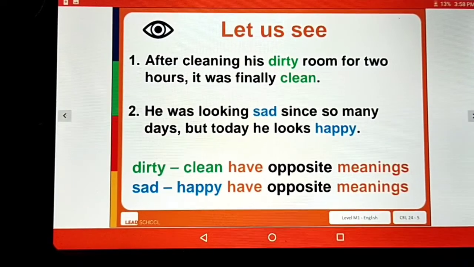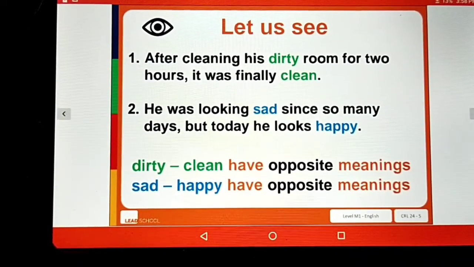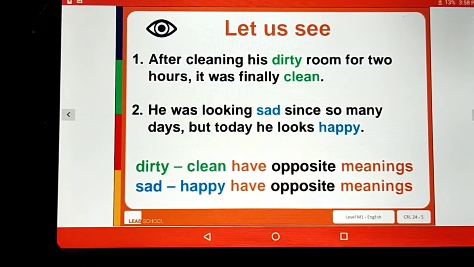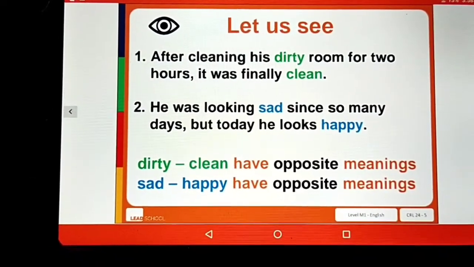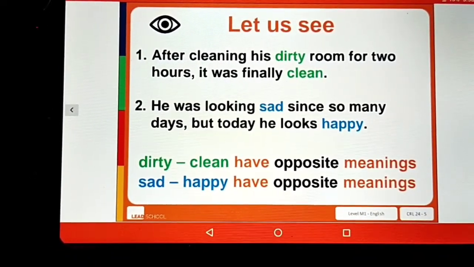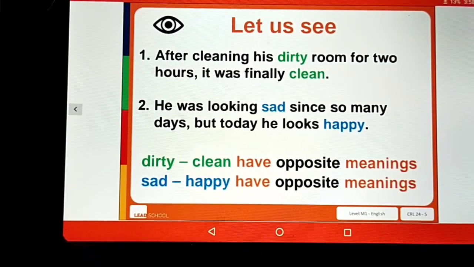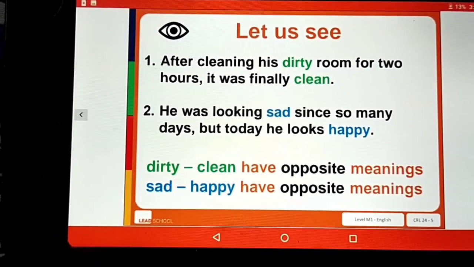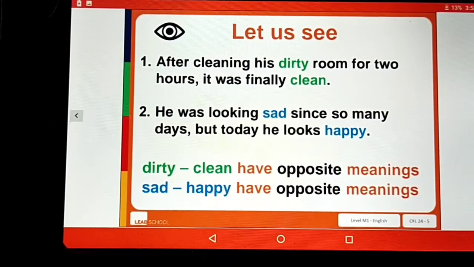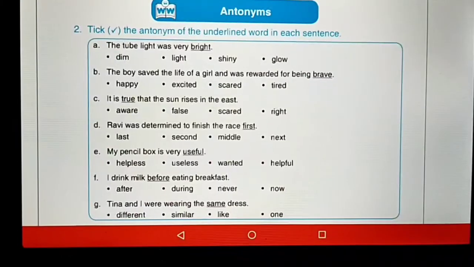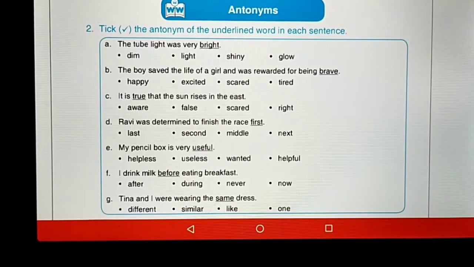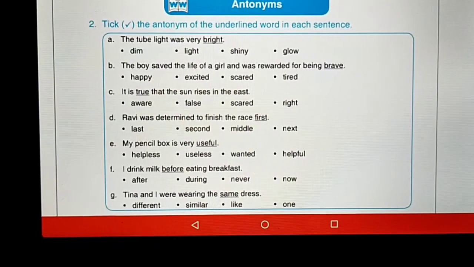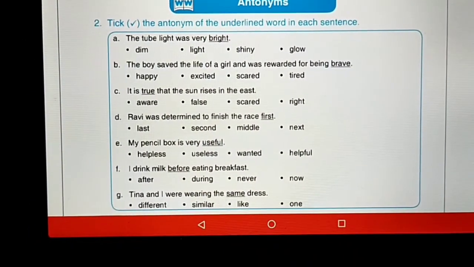In the second sentence, he was looking sad since so many days, but today he looks happy. In this sentence, sad and happy are the opposite words. They have opposite meanings. So we can say sad and happy are antonyms. Now, pick the antonym of the underlined word in each sentence.